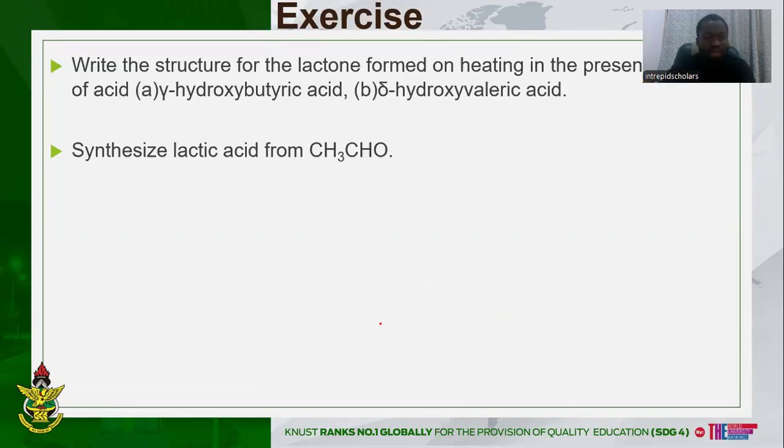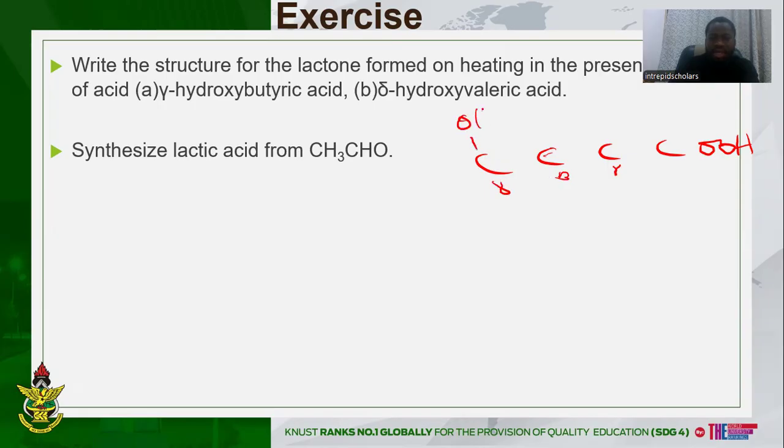That is that for that. Now we have a question to try. We are seeing the structure for the lactone formed. So they have given us gamma-hydroxybutyric acid. We've seen it already. It's not anything to write home about. Now this is butyric acid: 1, 2, 3, 4, 4 carbons, COOH. Now we are looking at gamma. This is alpha. This is beta. This is gamma. So gamma hydroxy.